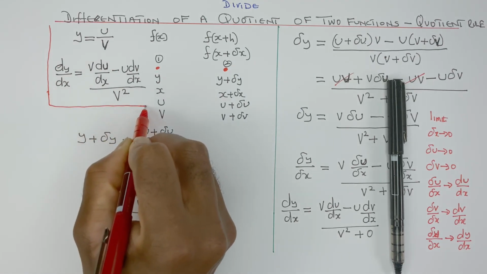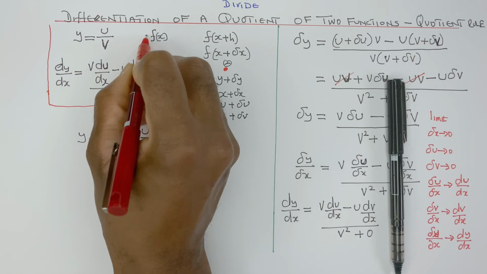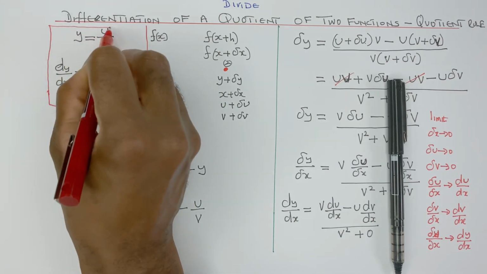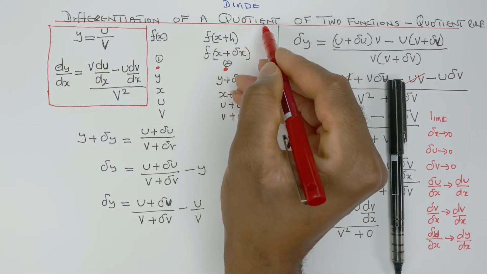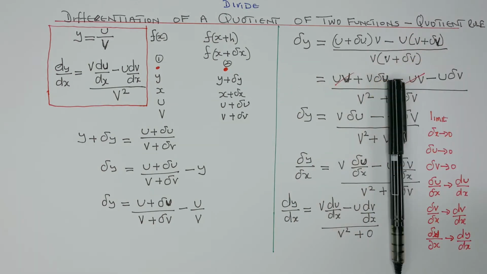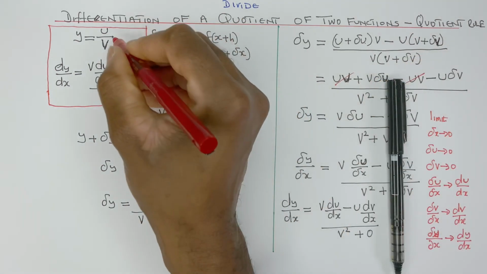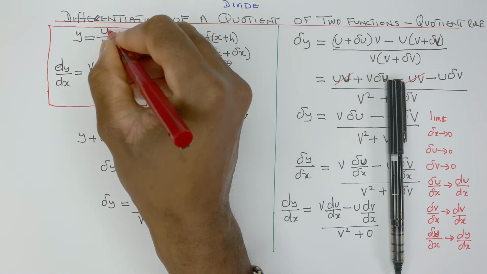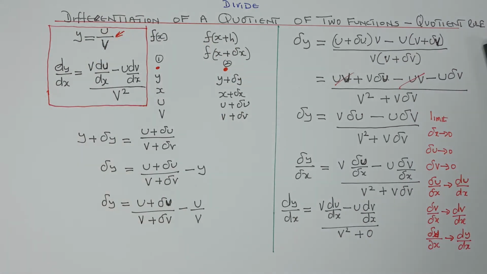That's the formula we would use when we're solving quotients of two functions. Quotient means divide, and that's divide. You're dividing one function by another function. So that's the derivation there.